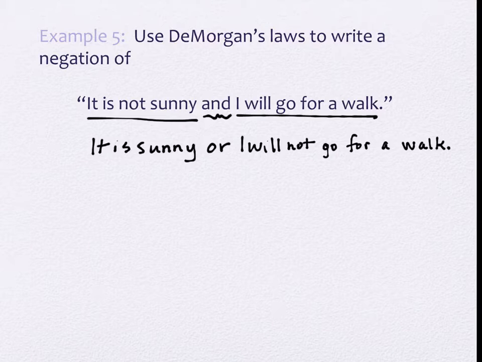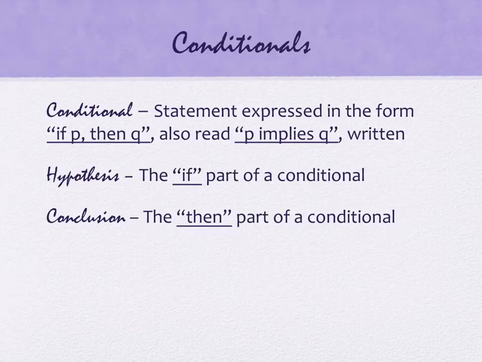All right, I had mentioned last time that there are three different types of compound statements. One uses the word "and," that one is a conjunction. One of them uses the word "or," and that's a disjunction. And I said there was one more, and we'd talk about it later, and that third one is an if-then statement. And an if-then statement is actually called a conditional.